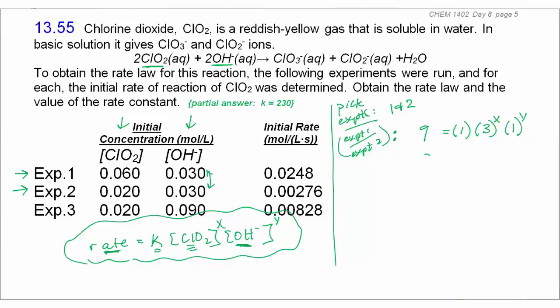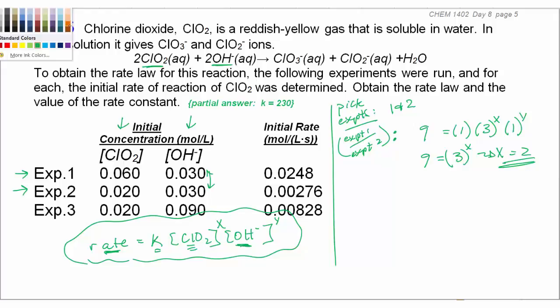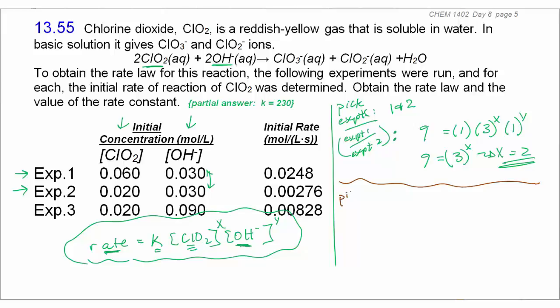So what's my equation going to look like? It's going to be 9 equals 3 to the x, but 1 to the y is just 1 again. So x has to be 2. So I'm halfway there. My x has to be 2. Okay, see if we can find 2 other experiments now. Let's pick what experiment divided by what experiment. Do you see it?